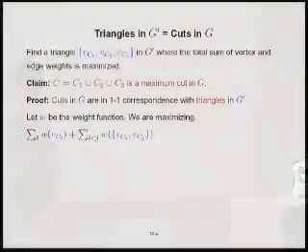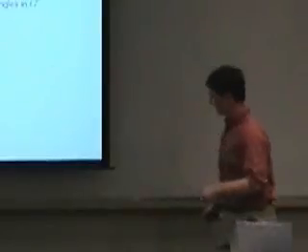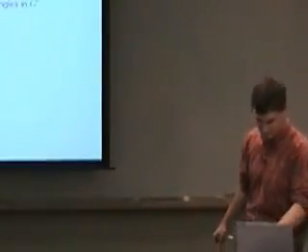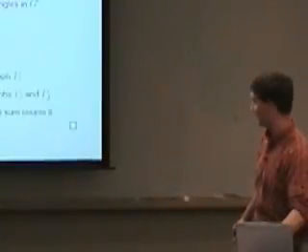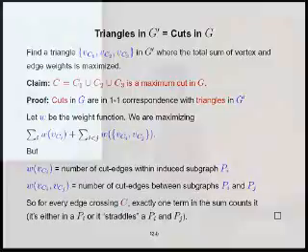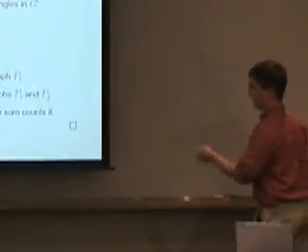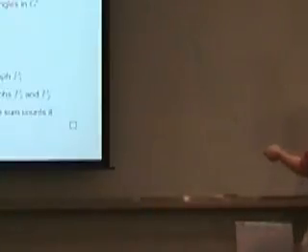Let W be this weight function we defined. We're maximizing this summation here, the sum of vertex weights plus the sum of edge weights. But what do these weights correspond to? For C sub I, it's the number of cut edges within this induced subgraph, say P sub I. And this edge weight, as we said before, is the number of cut edges between subgraphs P sub I and P sub J.